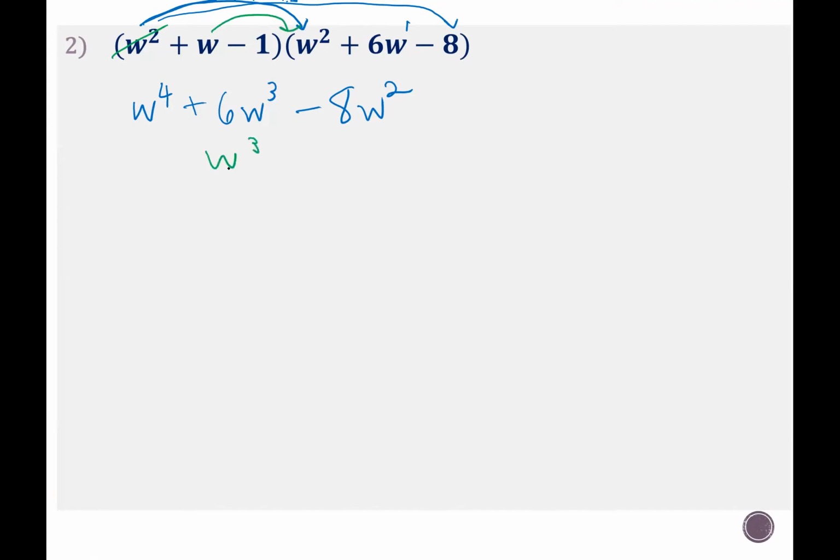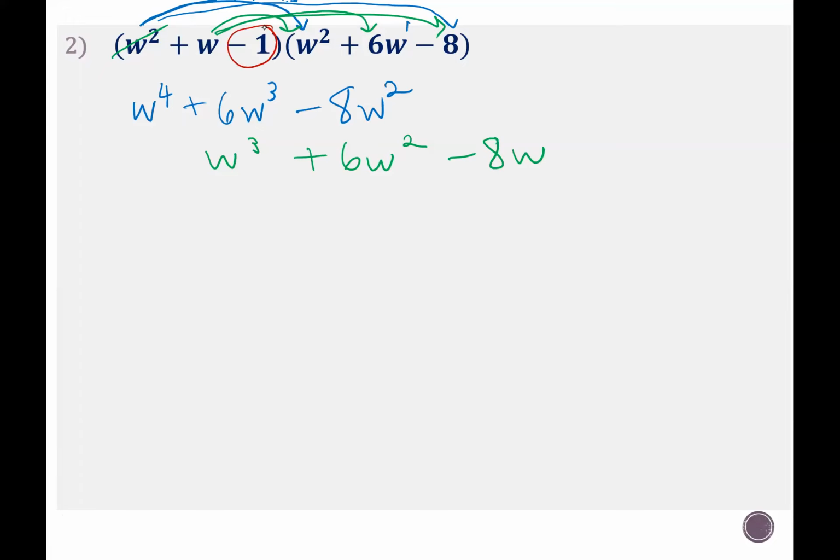So look, see how I'm lining that up? Shifting to the right here. W times 6w is 6w squared. Finally, w times -8 is -8w. Okay, so the like terms are starting to line up here. I have one more term to distribute, so I'll do one more row.